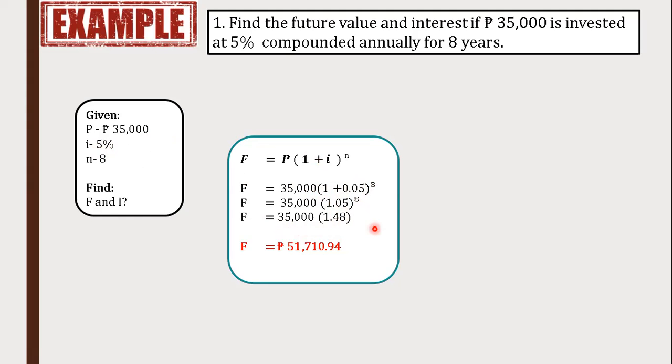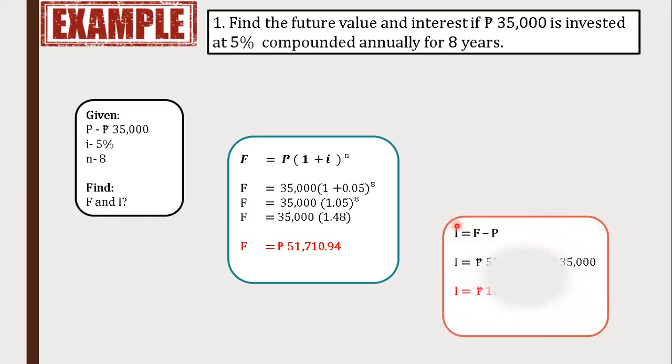How about for the interest? We need to solve first for the interest. Therefore, interest is equal to F minus P. You need to derive the formula. So I is equal to F minus P. Therefore, our F here is 51,710.94 minus the principal, which is 35,000. Therefore, our interest there is 16,710.94. So that is our answer, future value and the interest.